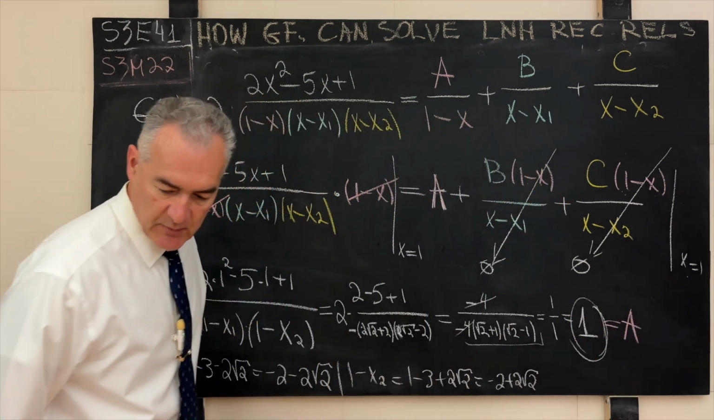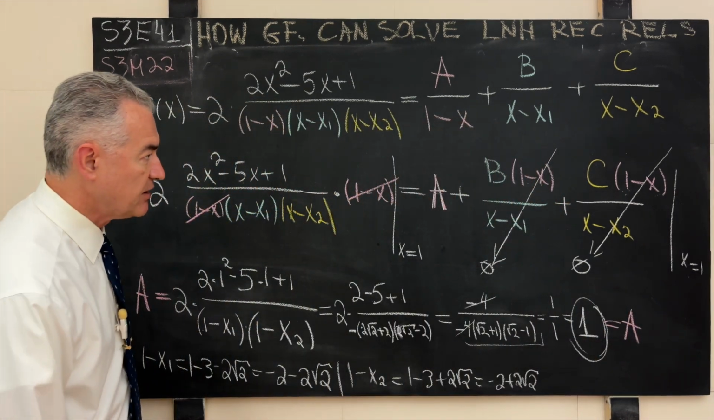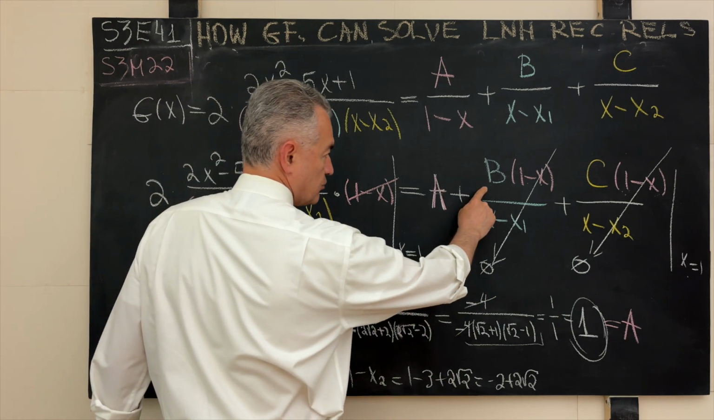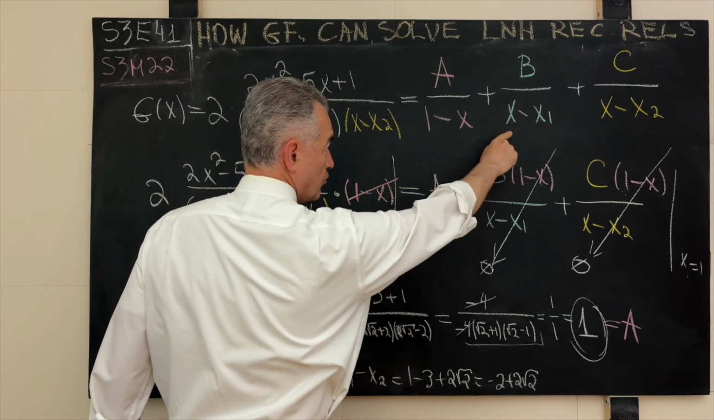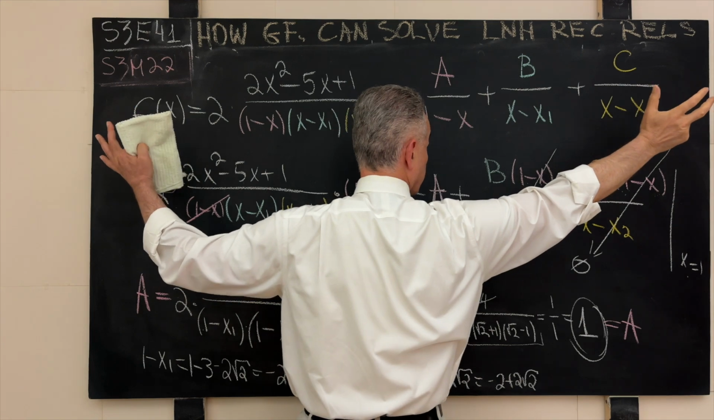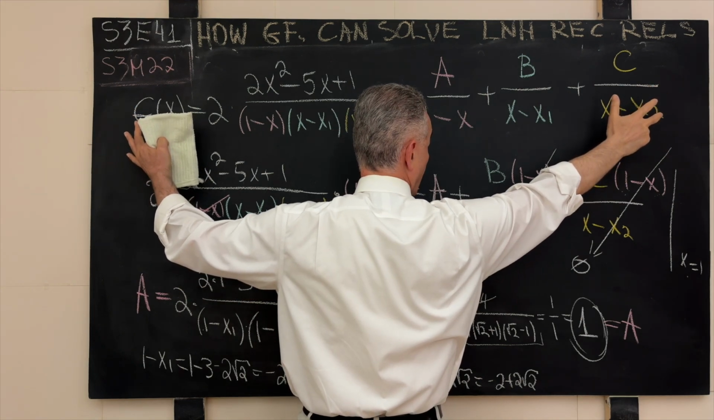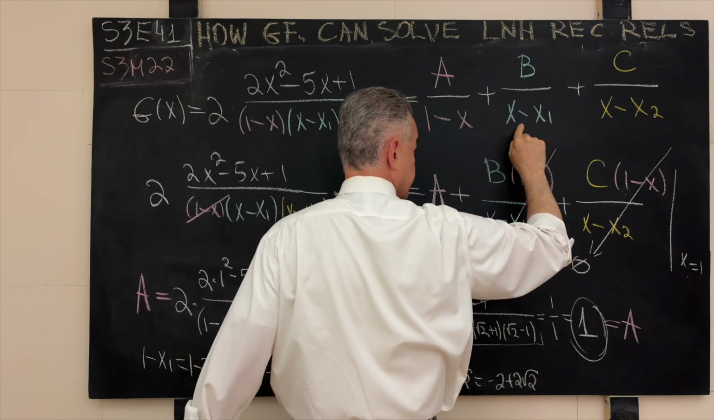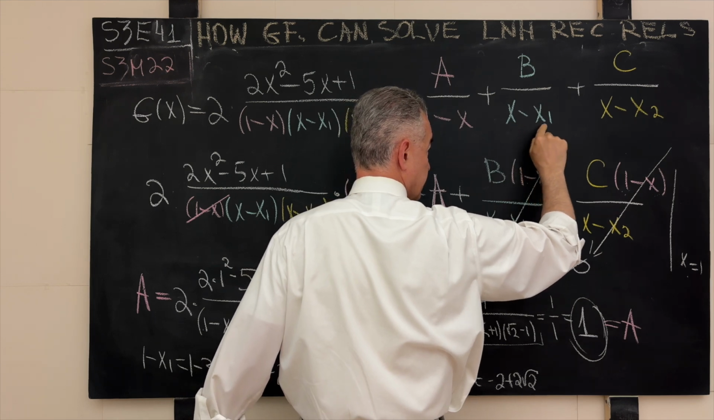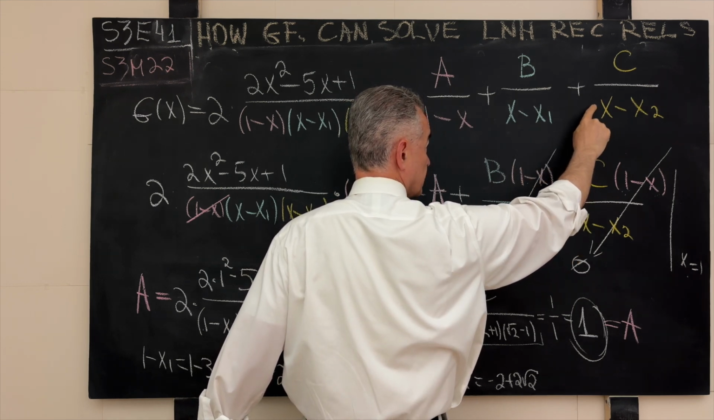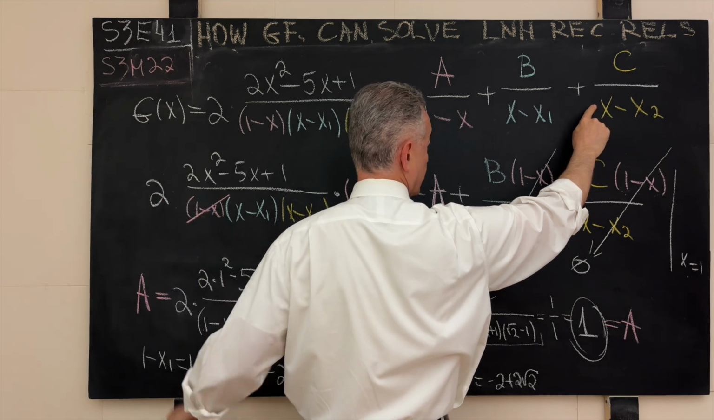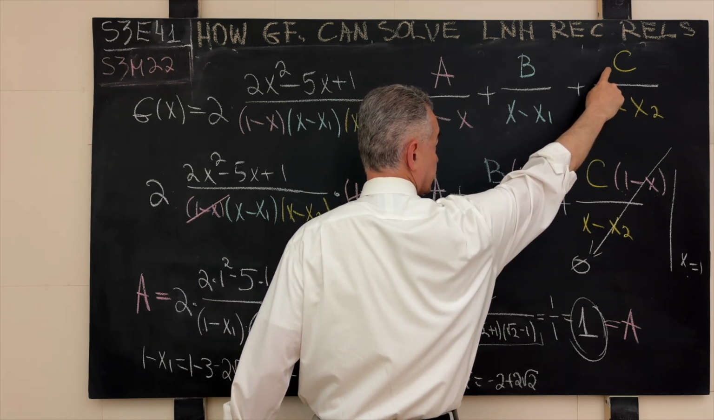And we repeat the same experiment for the constants b and c. For the constant b, in order to determine the value of the constant b, what will we be multiplying the whole thing by? X minus x1. And what will we multiply this equality through in order to determine the value of the constant c?